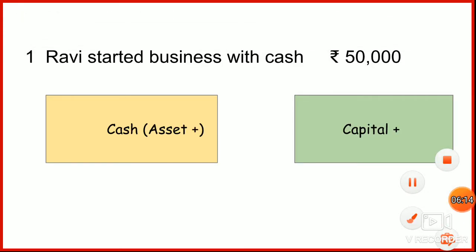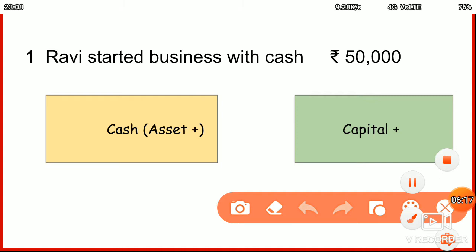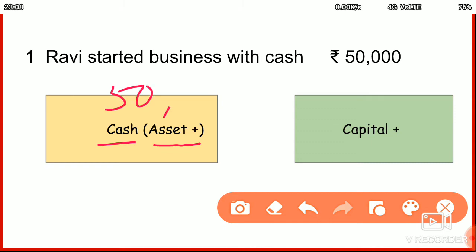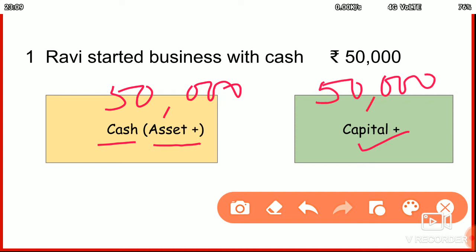Now this is the first transaction that we have. Ravi started business with cash. Now we will look from the business point of view. Ravi started business with cash of rupees 50,000. So Ravi is the owner. He brings in cash, so the business is receiving cash. Now for the business, cash is an asset. So cash will increase by 50,000 in the organization. And also Ravi is the owner. He invests 50,000 in the form of capital in the business. So the capital also will increase. So the other account will be the capital account. The capital also will increase by 50,000 rupees.